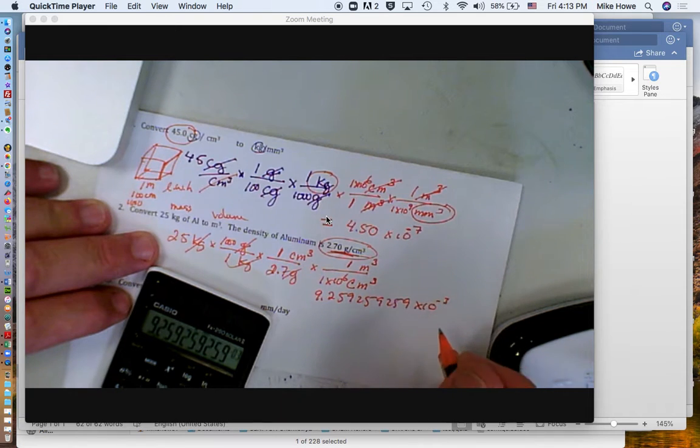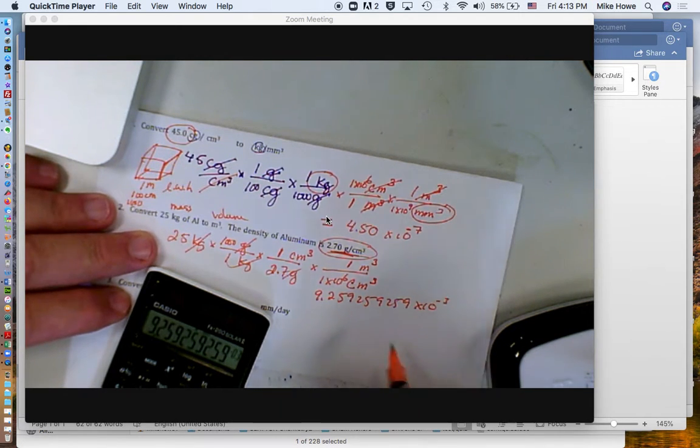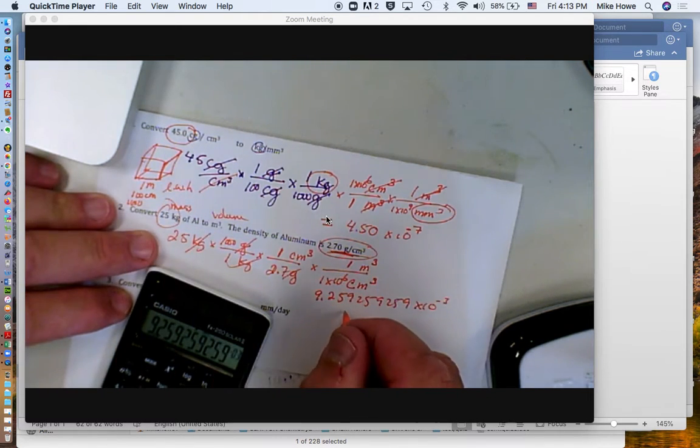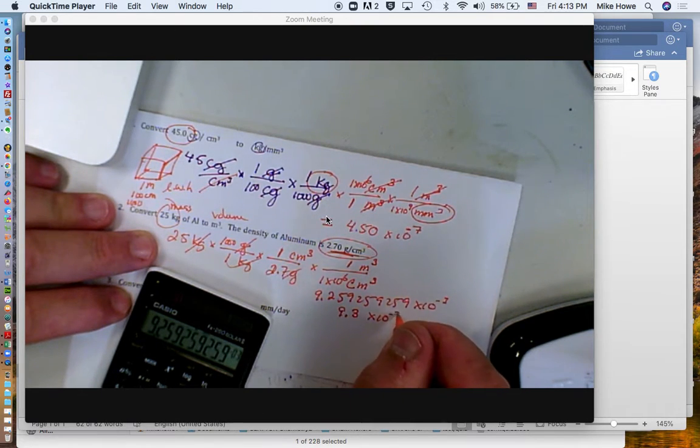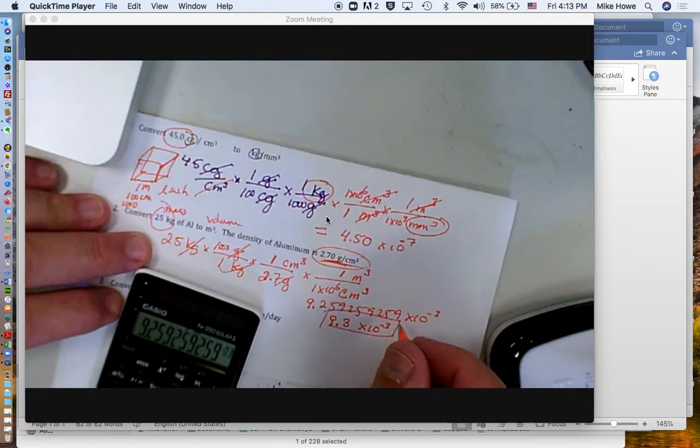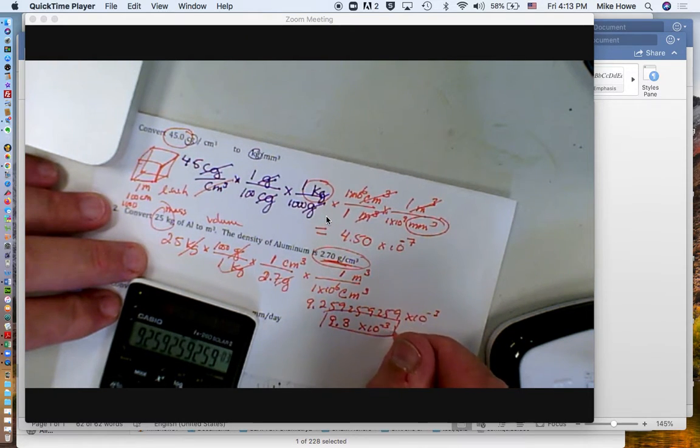Well, you know the calculator is lying to you. The calculator can't know all that. We only had 2 sig figs here, so you have to round that off to 9.3 times 10 to the negative third. Oh, and the unit would be cubic meters. Don't forget your unit.